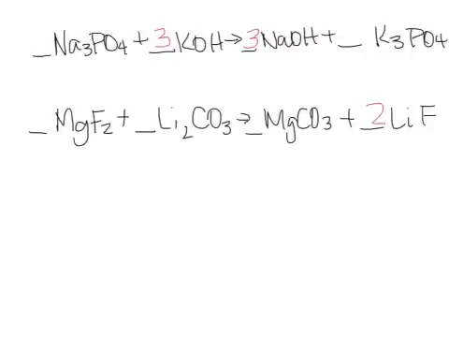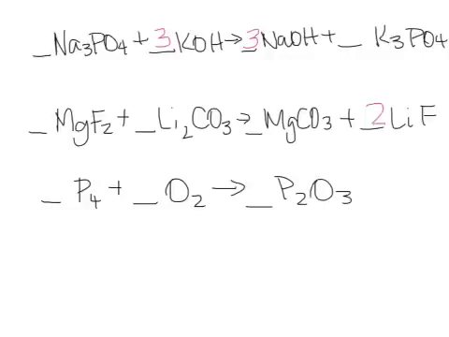Okay, last example, P4 plus O2 yields P2O3. I've got 4 P's on the left and 2 on the right, so I'm going to put a 2 here. That makes both sides 4. Then I have 2 O's on the left and 6 on the right because 2 times 3 is 6. So I need to put a 3 here in order to balance that equation.